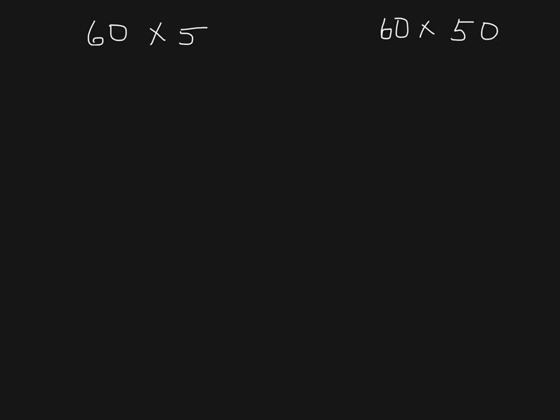Okay, I'm going to do a couple of these side by side now, and I'm going to use expanded form and the associative property to show you how similar these two problems are. One is 60 times 5, and the other is 60 times 50. So 60 times 5, I'm going to break down into 6 times 10 to get my 60, and I'll multiply that times 5. And over here on the right, when I have 60 times 50, I'm going to break that down into 6 times 10 to get the 60. There's my expanded form. And then I can write 50 in expanded form as well because it's a 5 times 10.